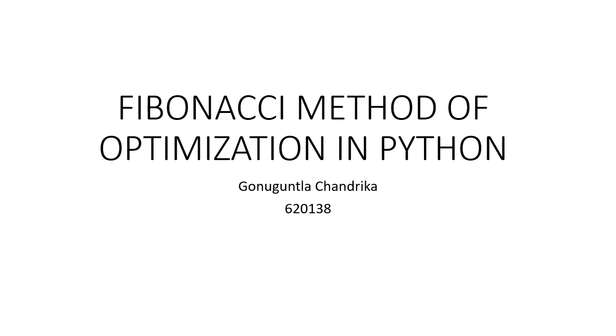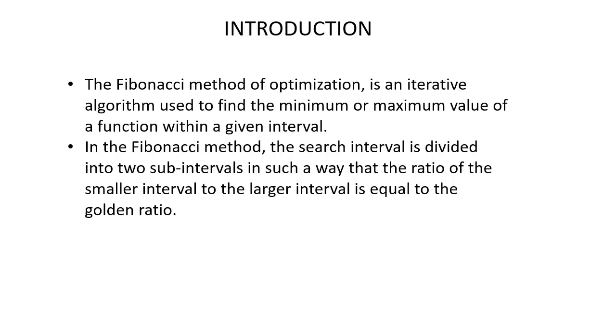In Python. So firstly, the Fibonacci method of optimization is an iterative algorithm, and it is used to find the minimum or maximum value of a function within a given interval. In the Fibonacci method, the search interval is divided into two subintervals in such a way that the ratio of the smaller interval to the larger interval is equal to the golden ratio.